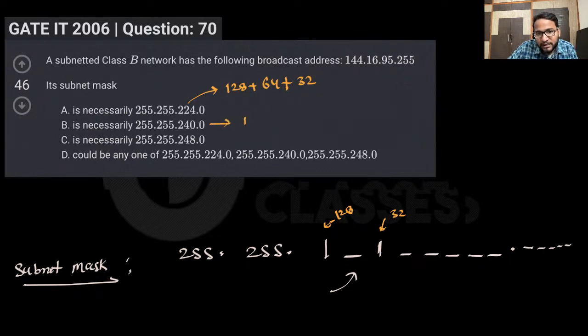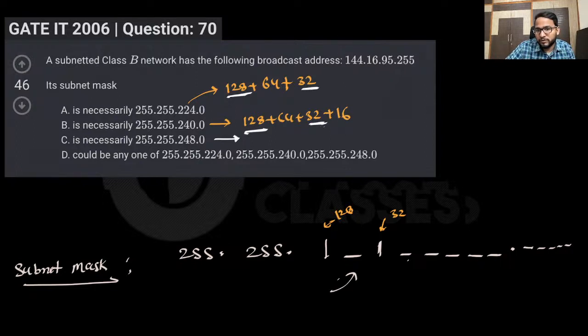Similarly, just see here, this is 240, which is 128 plus 64 plus 32, which is 224, plus 16, right? So can this be a subnet mask? Yeah, definitely, because I am just looking for these two numbers, 128 and 32. As long as I have 128 and 32, I can say it is a subnet mask. At the remaining places, they are saying these may be the network ID, maybe the host ID. I actually don't know, right? Can this be a subnet mask?